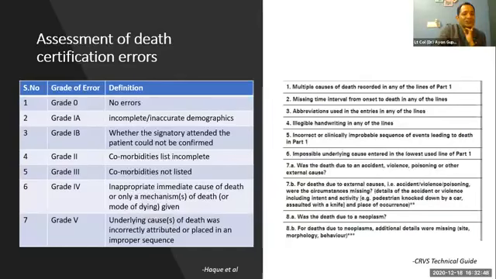So you can see grade 0 is no errors, ideal situation, whereas grade 5 is the underlying cause of death was incorrectly attributed. So as you can see, the most severe error is the underlying cause of death being incorrectly attributed or being placed in an improper sequence, which is why we are all the time stressing on how to ascertain the underlying cause of death.